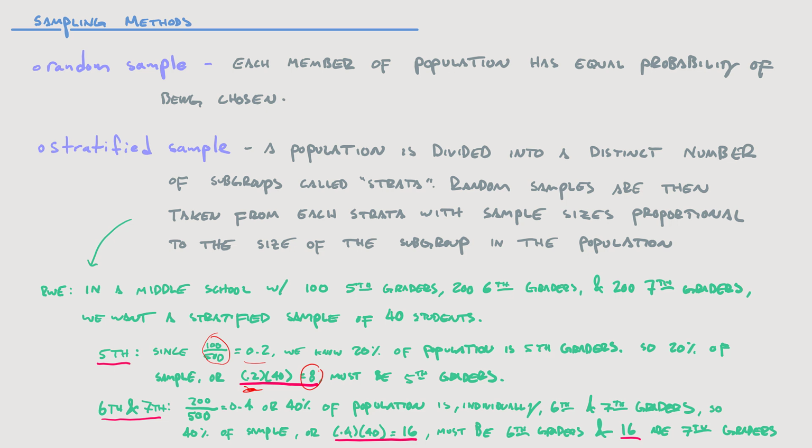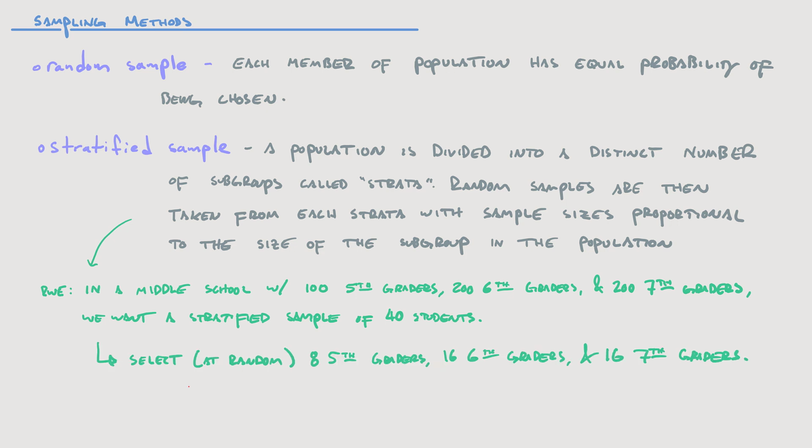As for sixth and seventh, both of them have a population of 200 within the total population, which is 40% of the total population. So we want 40% of our sample to be sixth graders and also 40% of our sample to be seventh graders. So again, we multiply 0.4 by 40. So we get that we should have 16 seventh graders and 16 sixth graders. So the breakdown will look like this.